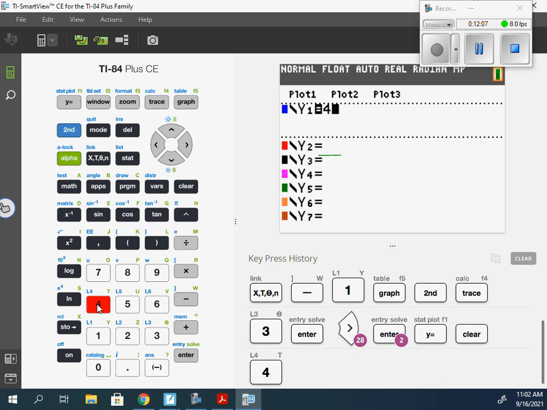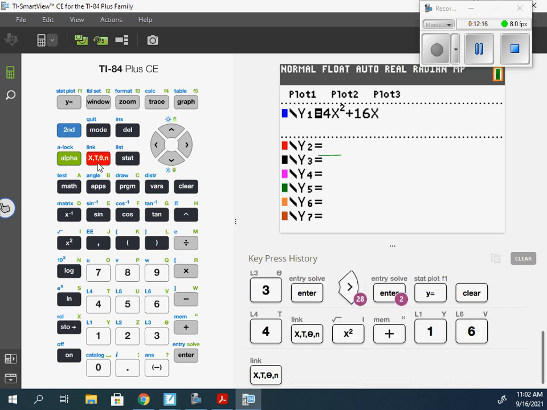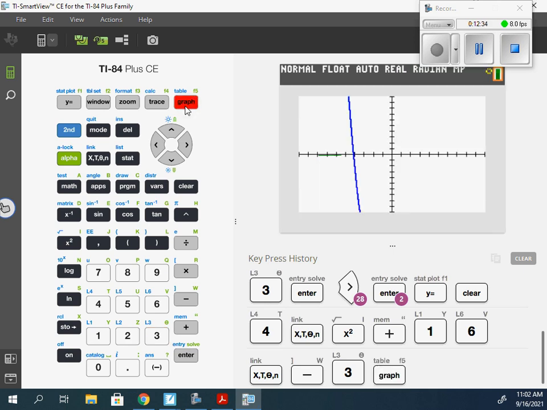Now we can type in 4x squared plus 16x minus 3. And once you get that typed in, we can go on and just hit graph so we can kind of see what the function looks like. And we get something like this here.